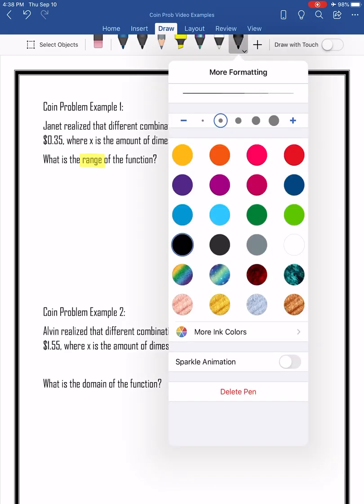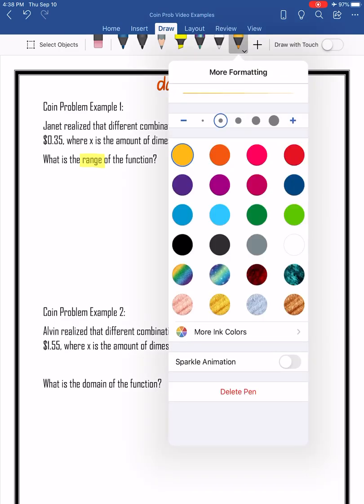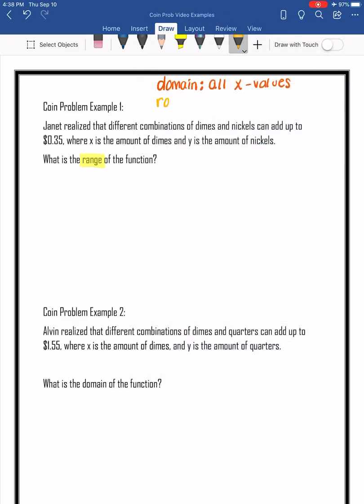So, quick review. Let's talk about domain and range. Domain. Remember that domain are all the X values. That's your domain. All the X values of a function is the domain. Your range is all of the Y values of a function. So when you're working with coin problems, when they ask you to find the range, you're going to figure out the different combinations, and then your final answer should be the Y values that you came up with.